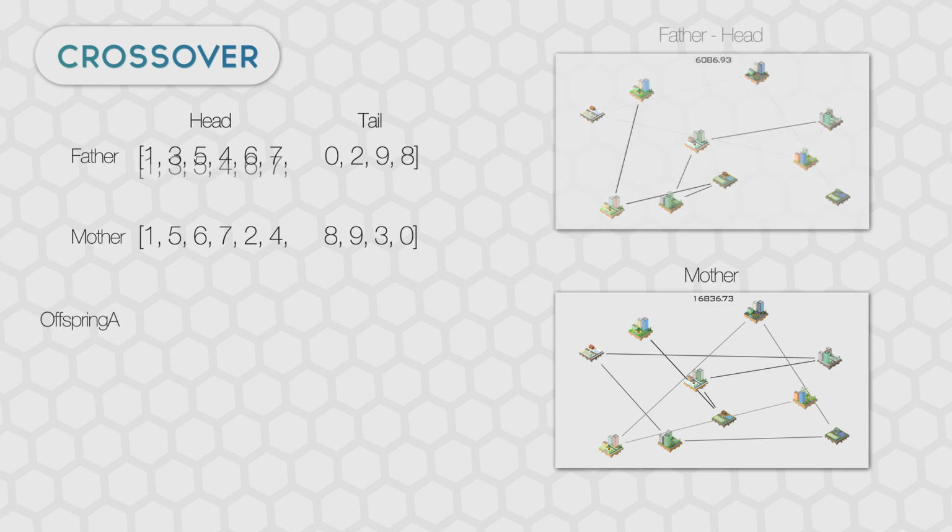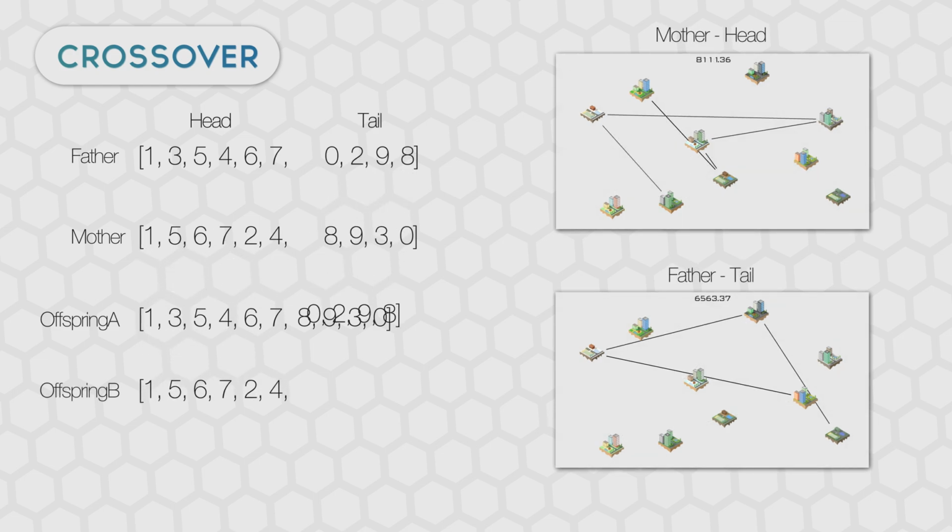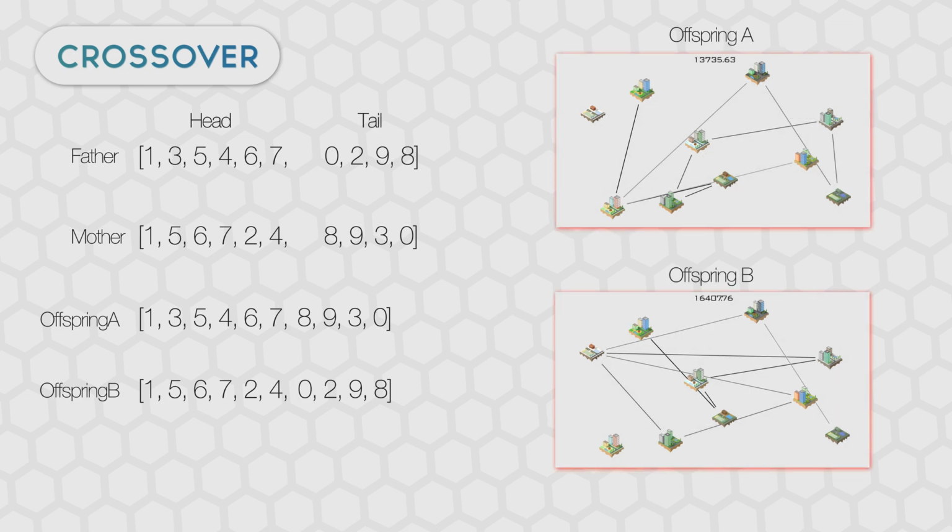So you can probably see where this is going. Offspring A gets the head from the father and tail from the mother. Likewise, offspring B gets the head from the mother and tail from the father. And voila, we have our offspring. But it looks like we have a problem here in our first offspring sequence. We can see that town 3 is showing up twice, and town 2 is just missing completely. And likewise, in our second offspring sequence, town 2 is showing up twice, and town 3 is absent.